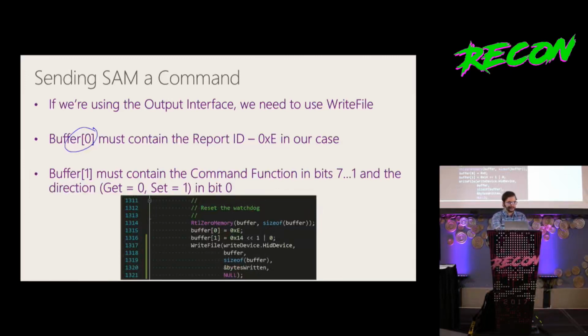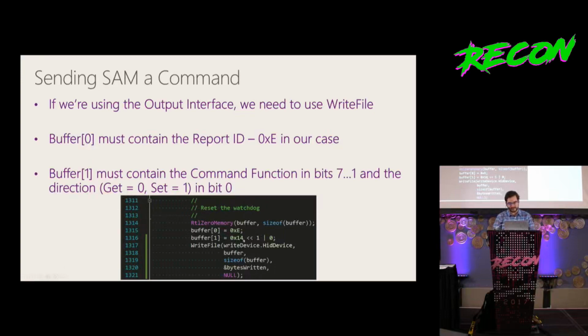Then the next buffer byte has to contain the command function, shifted by 1. So the command goes in bits 7 to 1, because the bottom bit describes whether you're trying to get something with this command or set something with this command. Most commands only support one of the two modes. Some will support both.